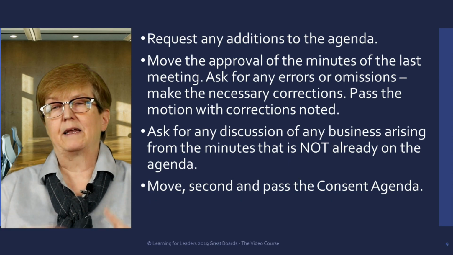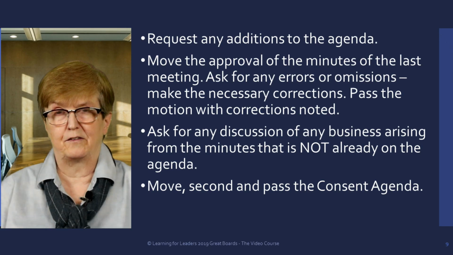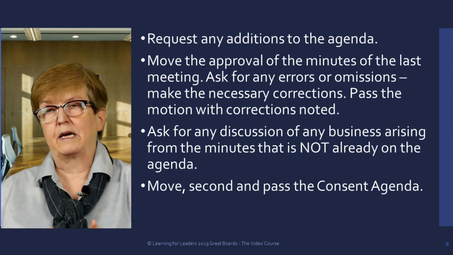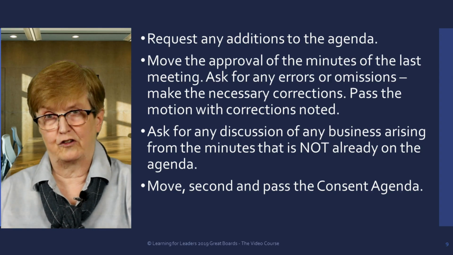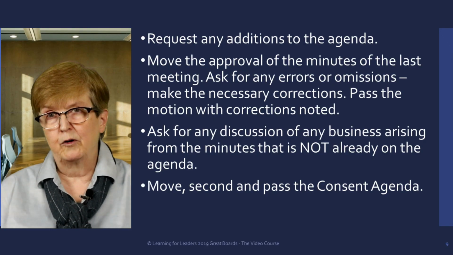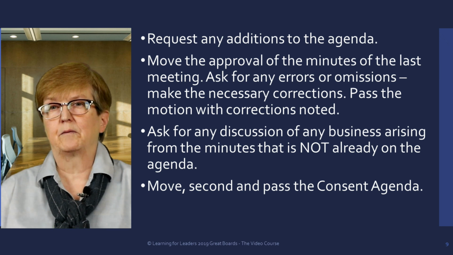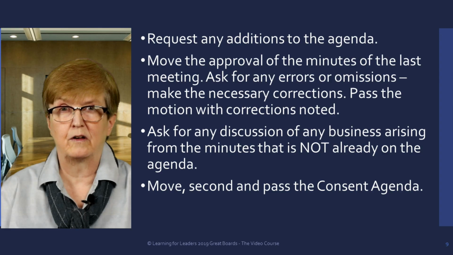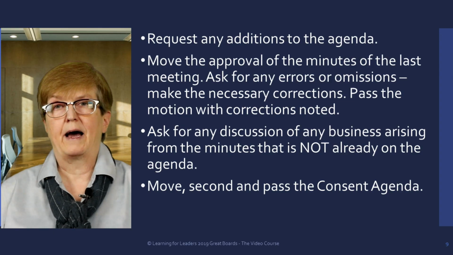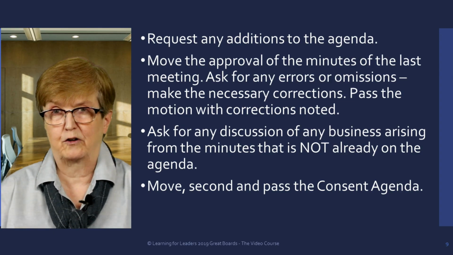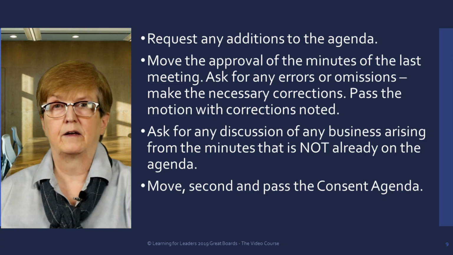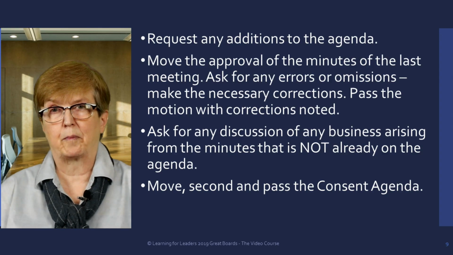All right, so we're at the beginning of our agenda. We may have passed our consent agenda already, or we might have pushed the consent agenda down one item, and then we can request any additional agenda items that haven't come forward in the day or week prior to the meeting. Then we move approval of the minutes from the last meeting. We ask for any errors or omissions on those minutes. If there are any, we make those corrections, and then we pass the minutes as revised or as corrected. So with those noted corrections, we first, second, and vote on the completion of the minutes from the previous meeting.